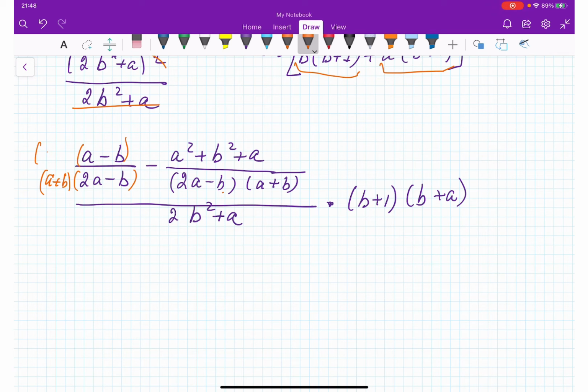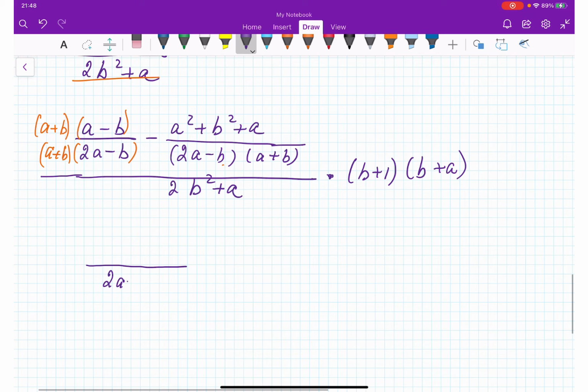Here also, automatically, whatever change we do to the denominator, we have to do to the numerator. And as a result, we are going to get 2a minus b, a plus b, and look what we get, a plus b and a minus b. We are getting a squared minus b squared, right? Formula. So a squared minus b squared.